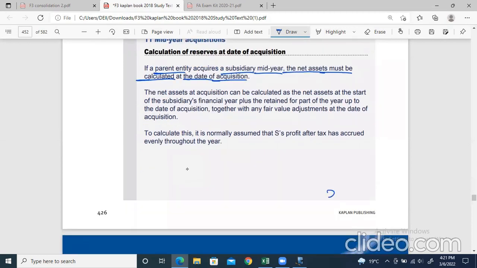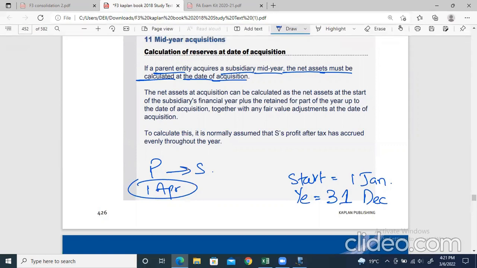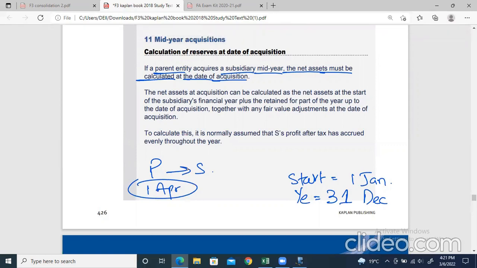Let's say the year end was 31st December, and the year start would obviously be 1st January, right? And let's say the parent company acquired the subsidiary company on 1st April. So you can see this is clearly a mid-year acquisition. It did not happen at the end of the year or at the start of the year. It happened within the year, in the middle of the year. So that's why this will be the acquisition date. For calculating working 2, we will write the acquisition date as 1st April, and the reporting date will be 31st December.